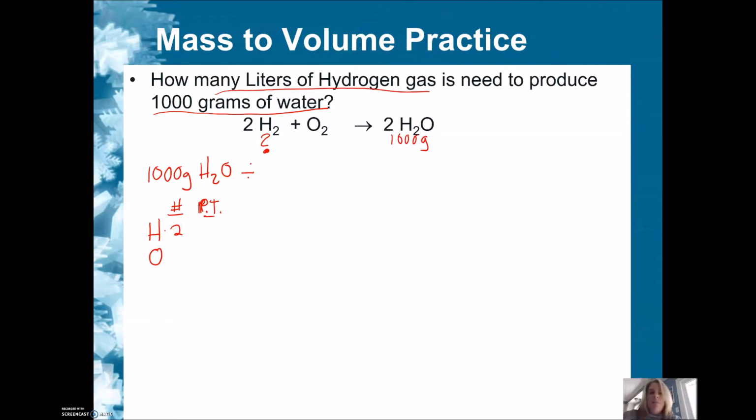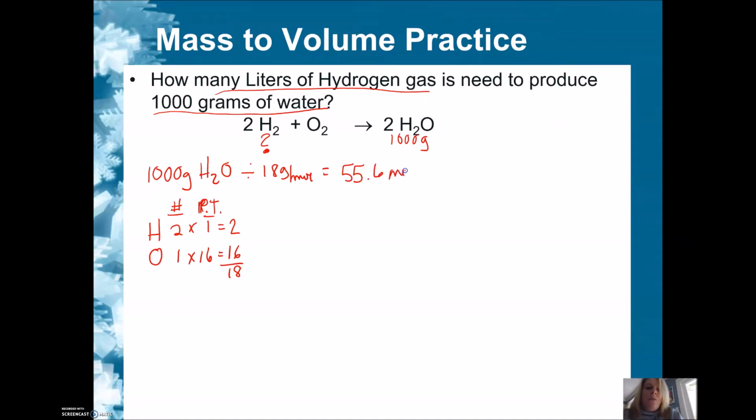On the periodic table, hydrogen's like 1.01, but I'm just going to round that to 1 to make life a little simpler mathematically. So there's 2 grams per mole of hydrogen. There's only 1 oxygen. Oxygen is 16 on the periodic table. So my total molar mass of water is 18. So we're going to take 1,000 grams of water and divide by the molar mass of 18 grams per mole.